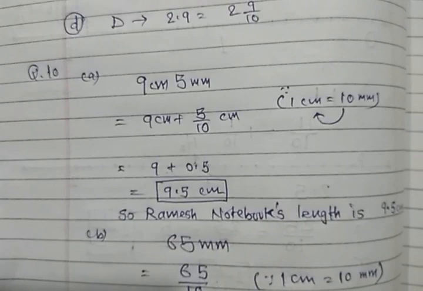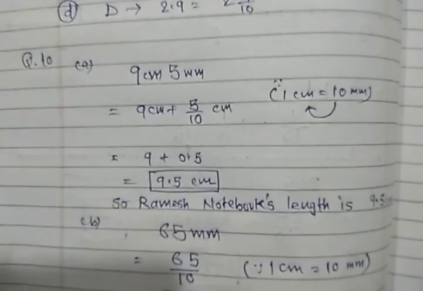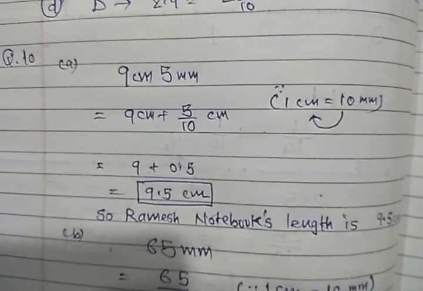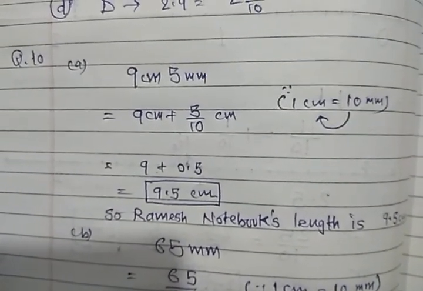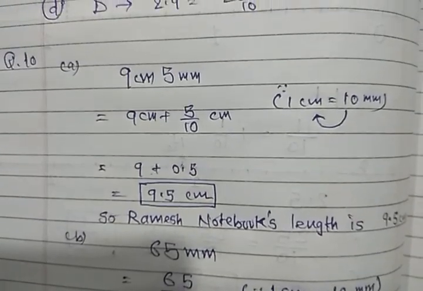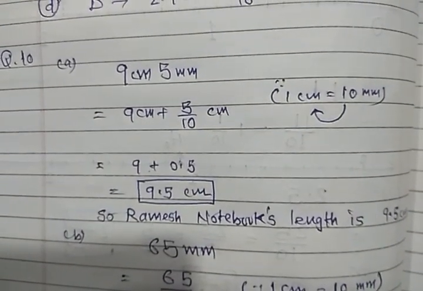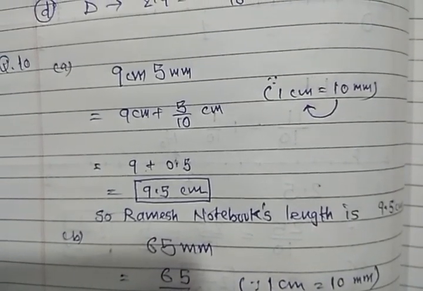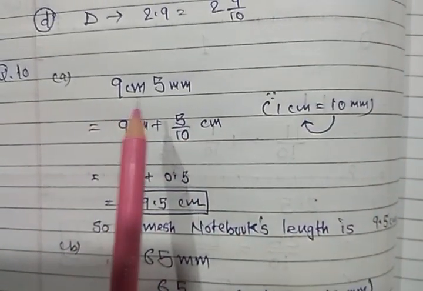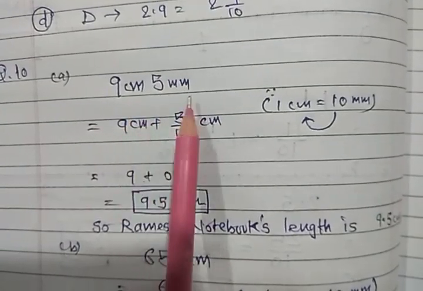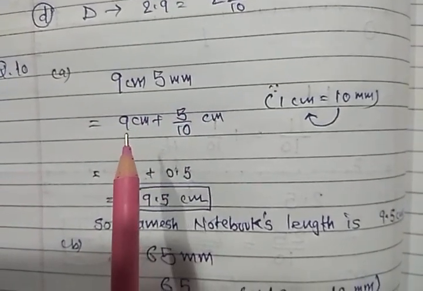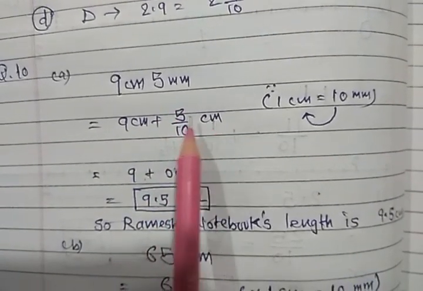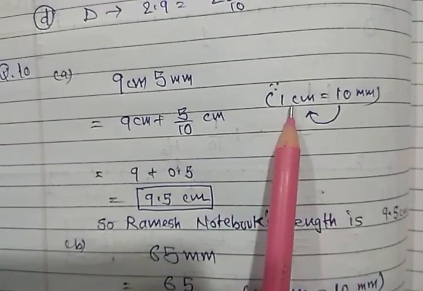Now question number 10. Here a problem type of question is there. What is the length of Ramesh's notebook? Ramesh's notebook measures 9 centimeters and 5 millimeters. So convert this number into decimals, means centimeters. This 9 centimeters, 5 millimeters means what? 5 upon 10 centimeters, as we have done previously.